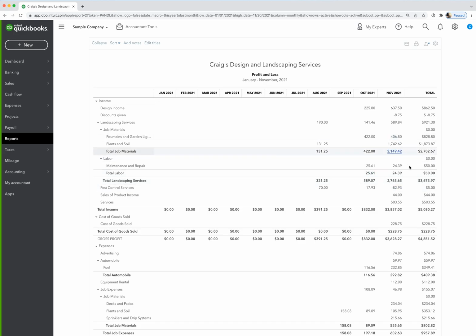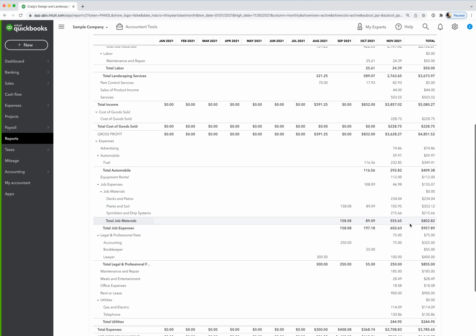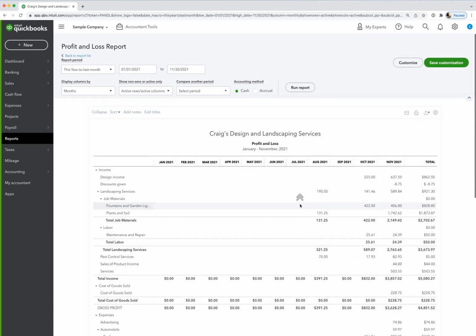So come in here, start to click around, start to ask questions, and we'll go into more detail in another lesson about how to extract more data out of this report. So that's the profit and loss report.